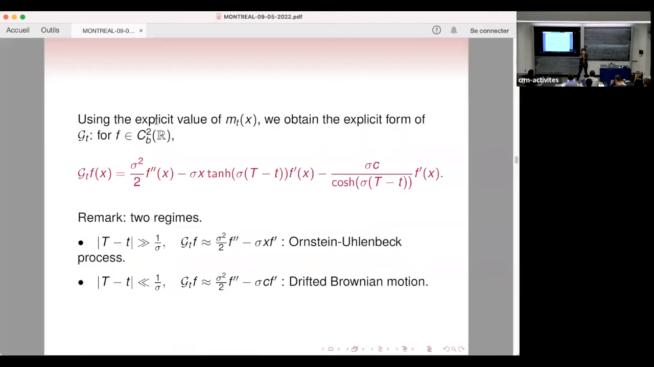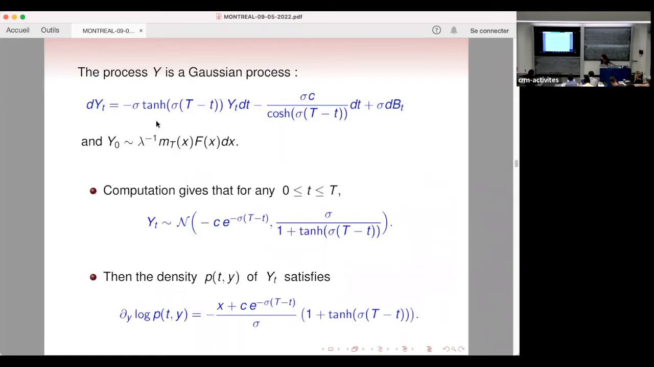It's standard, since you know that the movement between jumps is a drifted Brownian motion. But if T minus t is large, you are closer to an Ornstein-Uhlenbeck process. Here you have the exact expression of the process. It's a Gaussian process, and you have this solution of the stochastic differential equation with a known initial value. You can show that for any fixed t, Y_t has a Gaussian law, so you see that there is a sort of delay for any small time t.